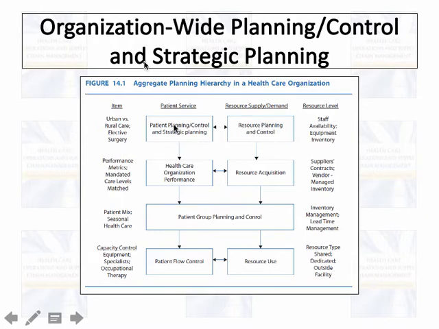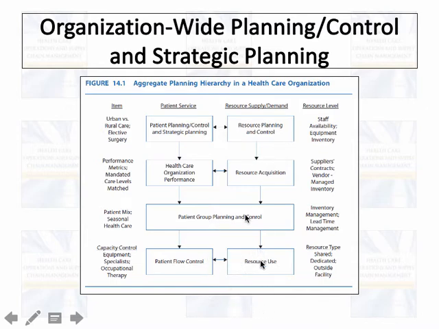Basically planning and control and strategic planning. So this is aggregate planning hierarchy in a healthcare organization. All right. At the end, you have the basically resources used and also patient flow control. So these are basically the bottom down over here. So the patient control stays over here.